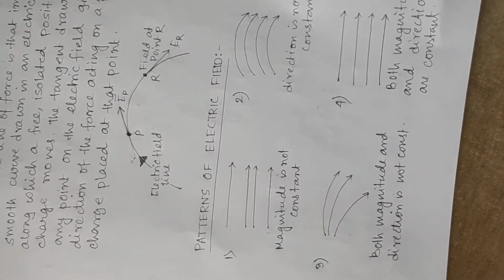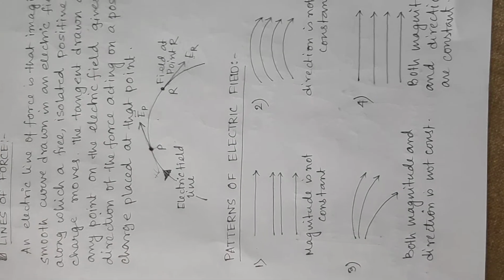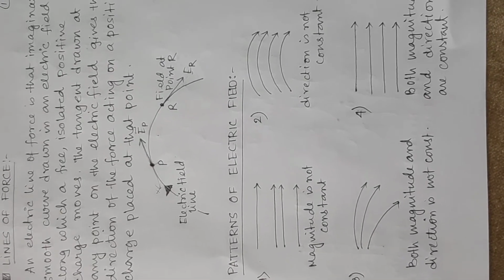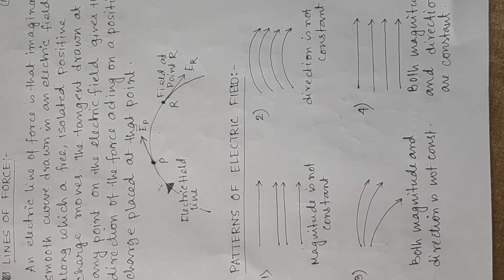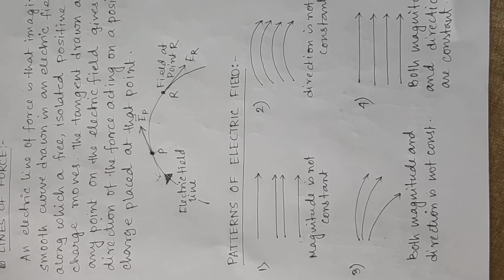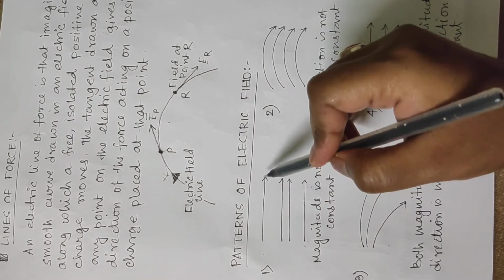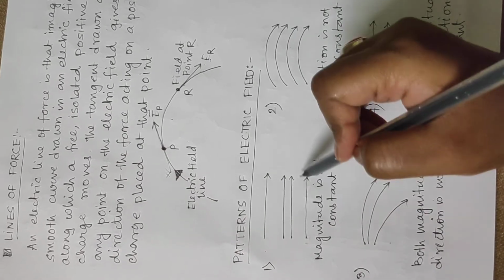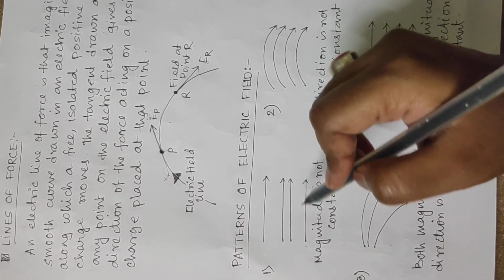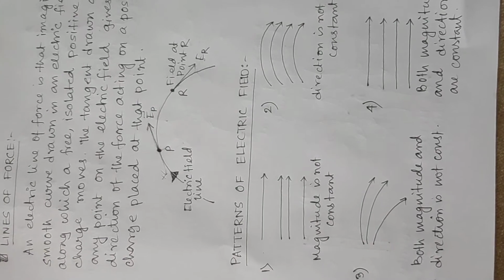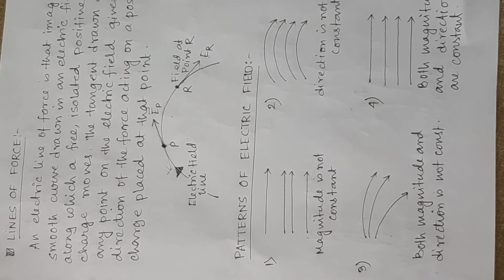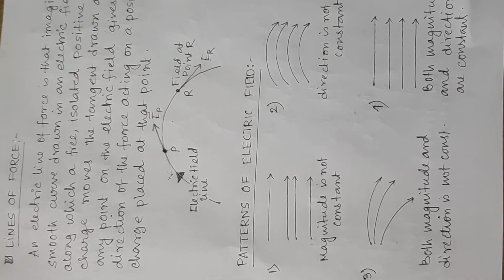Now we will learn about the patterns of electric field. By simply drawing lines we can describe an electric field. Let's see how we can do that. If the lines are unequally spaced but parallel to each other, then we can say that the magnitude of the electric field is not constant.